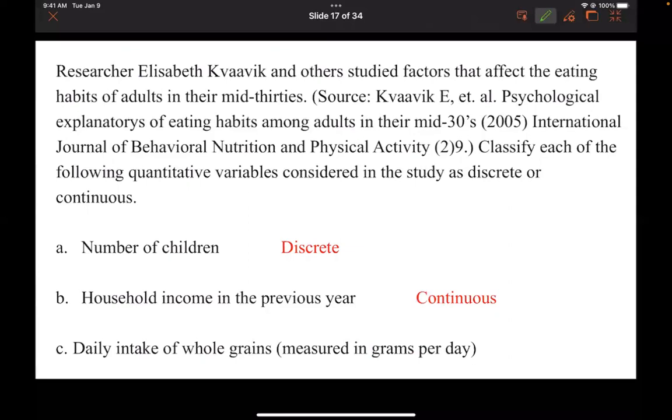Daily intake of whole grains measured in grams per day. Yes, it's measured in grams per day. They're probably not doing partial grams, but a gram is pretty small. So you still have to eat 3.6 grams before you can eat 4 grams. So we consider this continuous.